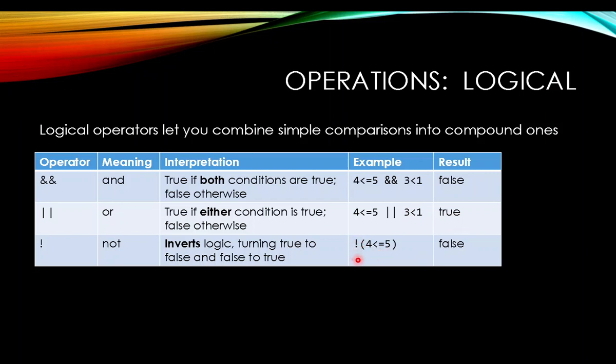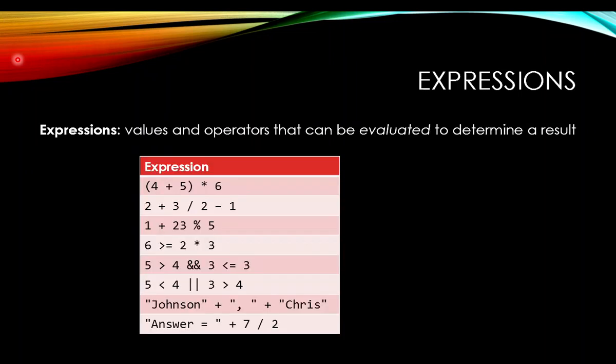Same thing here. 4 is less than or equal to 5. That is true, but if we put the exclamation point in front of it, that will turn it into false. That inverts the logic. So those are some logical operators. Again, just remember these for reference. Keep these slides around, and when we get to it, you'll have a reference back to where the list was of all that. Okay, so now let's put our knowledge together here, and let's talk about expressions.